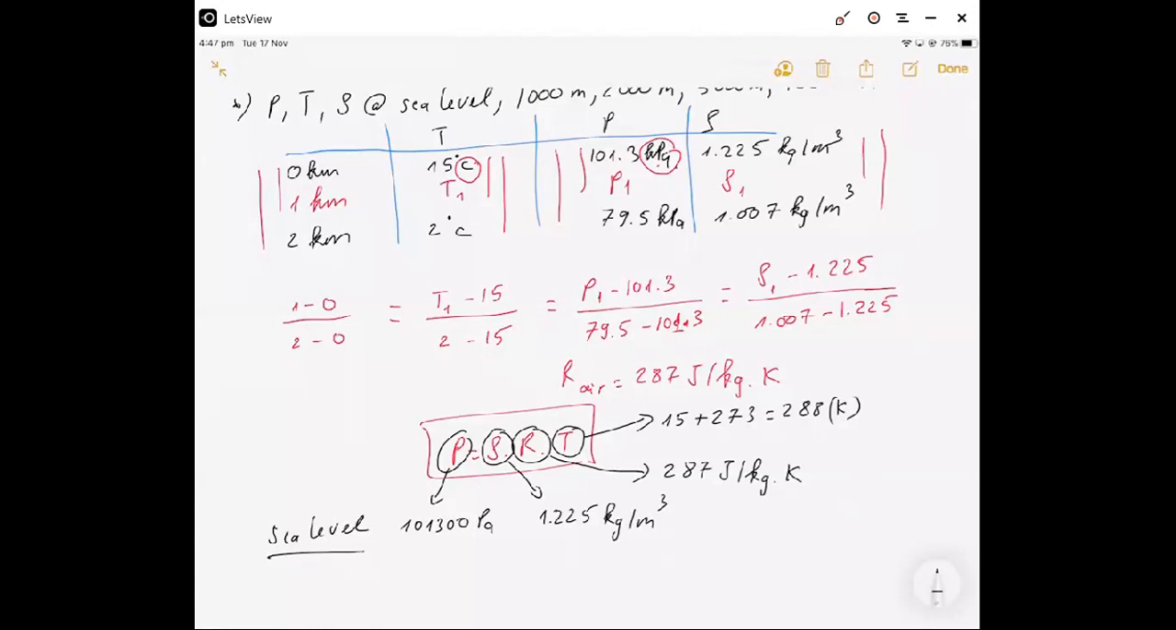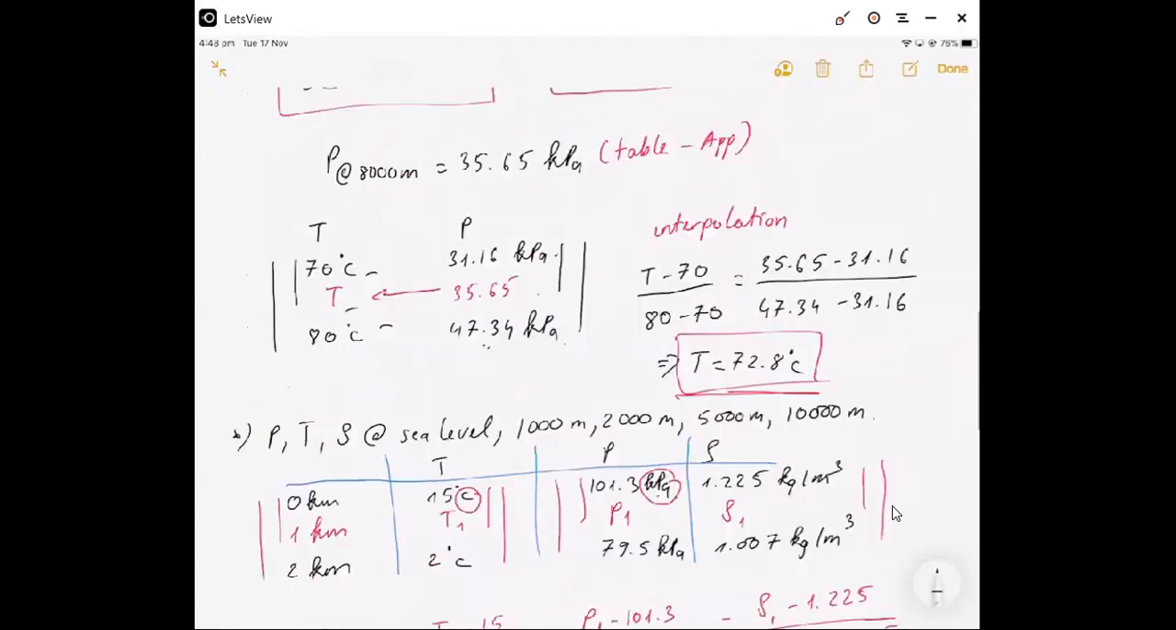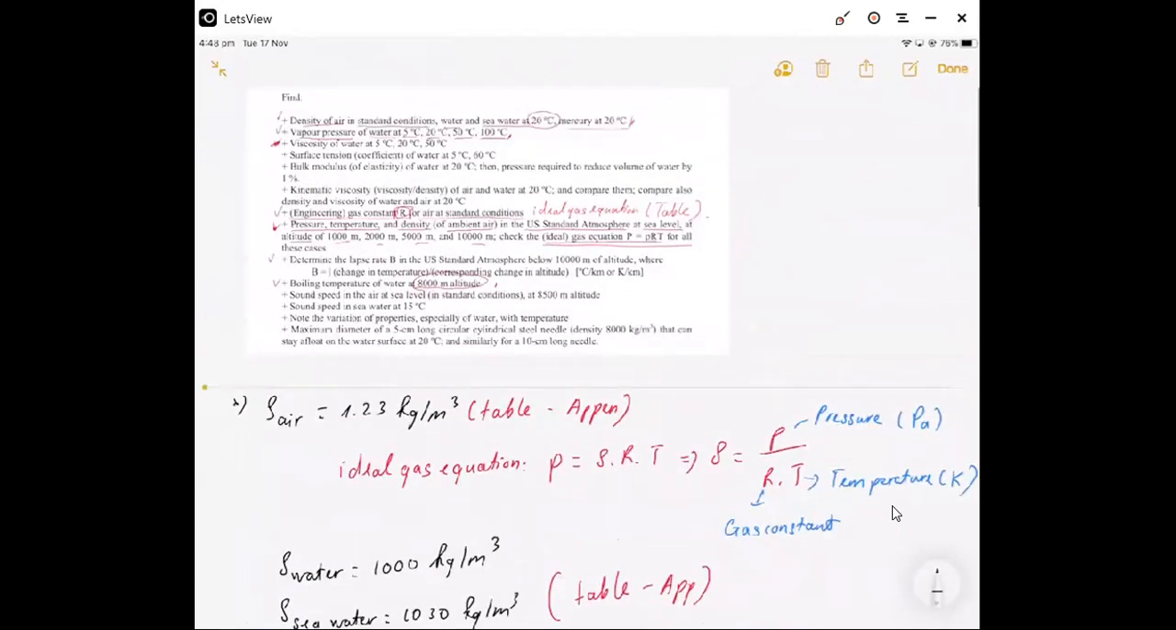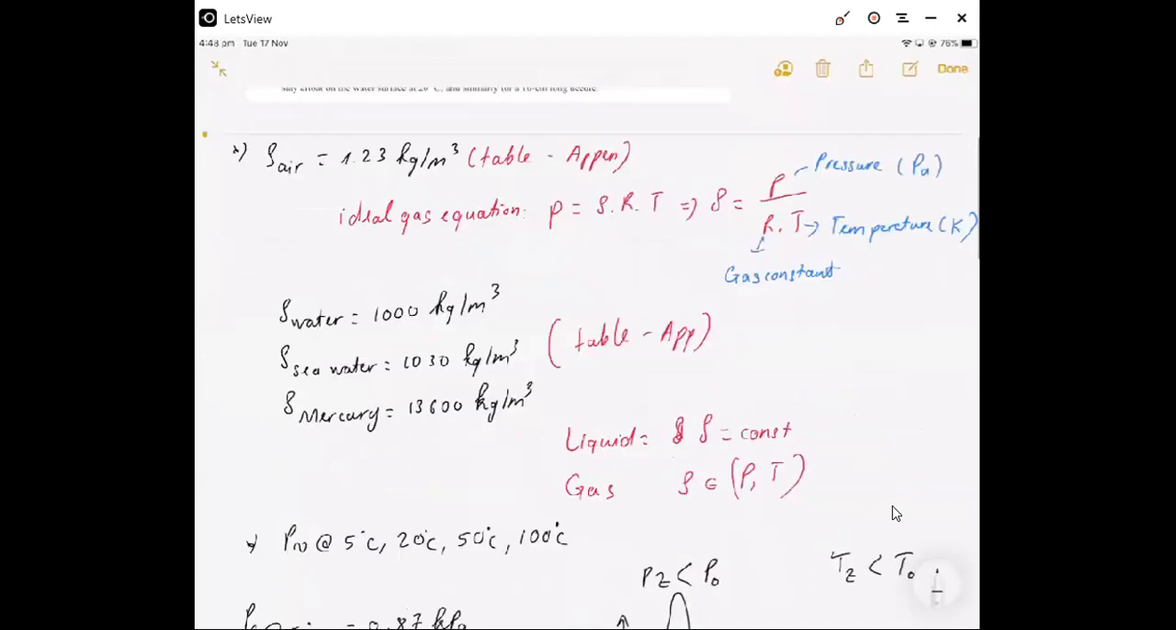That's constant, 287. The unit is joule per kilogram Kelvin. All of them are SI. Joule is the SI unit of energy, kilogram is the SI unit of mass, and Kelvin is the SI unit of temperature. So units in fluid mechanics are very important. That's why I said before any calculation, you have to convert to SI units.